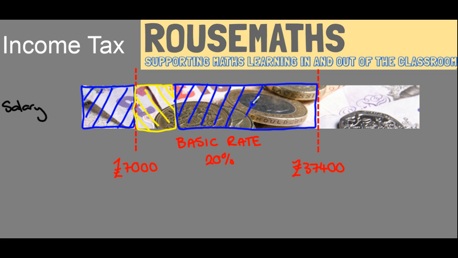The really shrewd amongst you will be talking about national insurance and other deductions that might come off, and for the moment we're not talking about those.